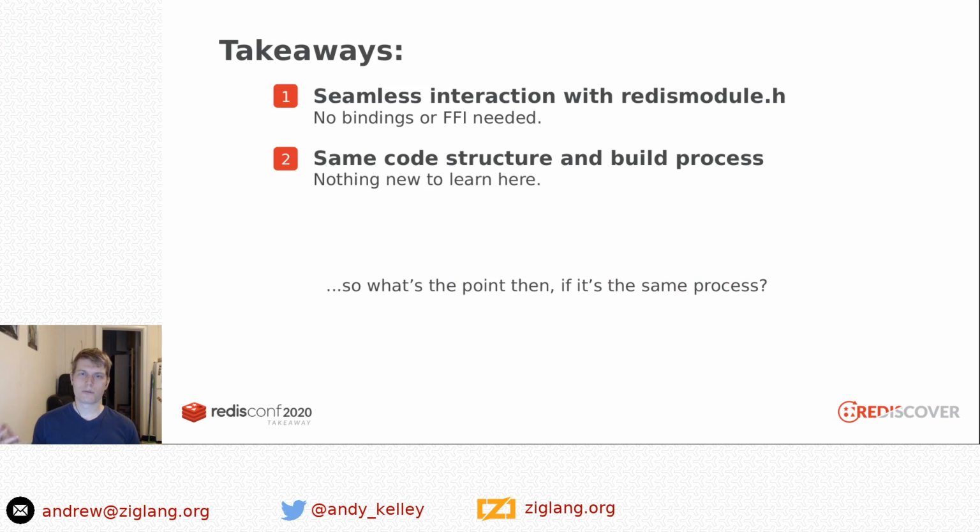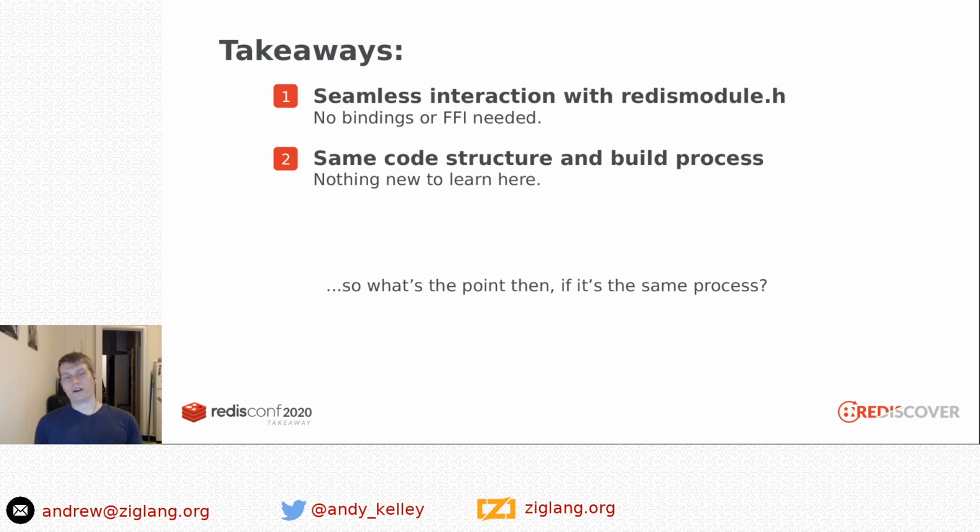So what was the point of that? I wanted to show you that Zig has seamless interaction with redismodule.h. We didn't have to do any bindings or FFI or any kind of thing. It just imported all the C stuff, and we could just use it directly. It was the same code structure, same sort of build process, nothing to learn there. Okay, but now you're probably thinking, what's the point? Like, why are you showing me this? Why is it better if it's the same?